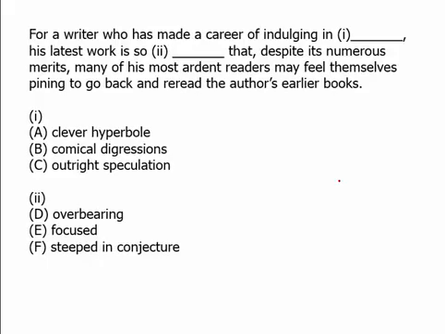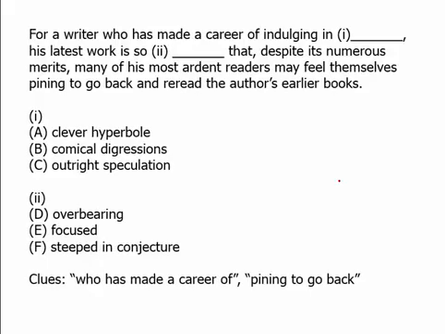So what we can figure out from here is that we have a couple of clues. He has made a career of doing something, and his readers are pining to go back to that something. Therefore, we know that the first blank has to be positive, because he made a career out of writing in a certain way, and readers really like this certain way. So we can say, aha, this is positive. His latest work is so blank that people don't want to read it, so we can say negative. You may also want to read here this despite its numerous merits. So it's not saying it's a terrible book. It's just saying that whatever these two words that go in the blanks, these words are opposite.